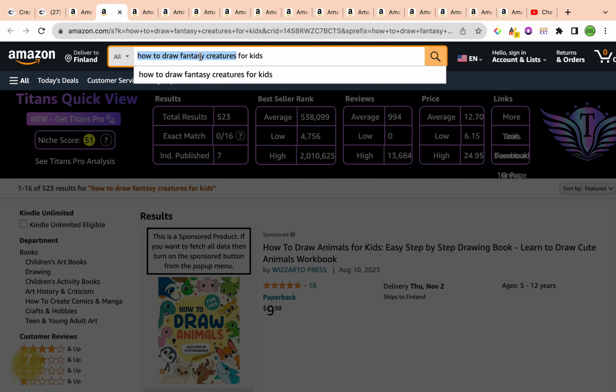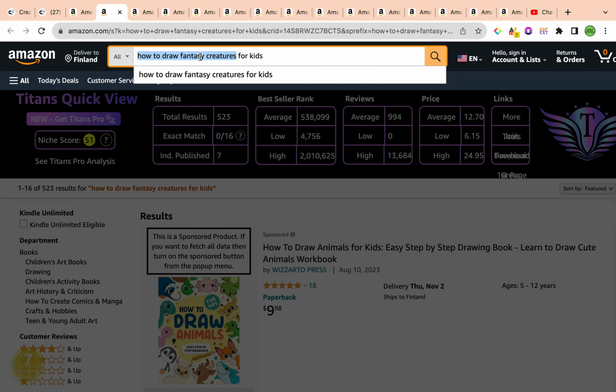Another thing is to literally research different fantasy creatures and just go on Creative Fabrica and write how to draw. For example, what are some fantasy creatures? Mermaids, unicorns, any other fantasy creature that you are a fan of, you can specify and you can niche down and still utilize this wonderful keyword for that exact same purpose.